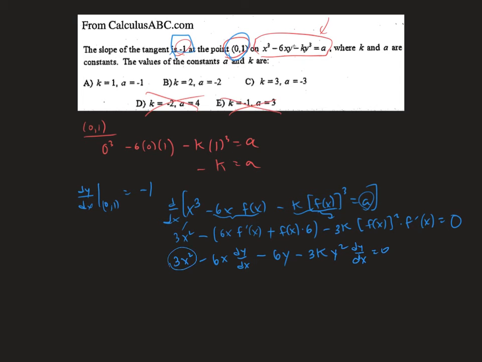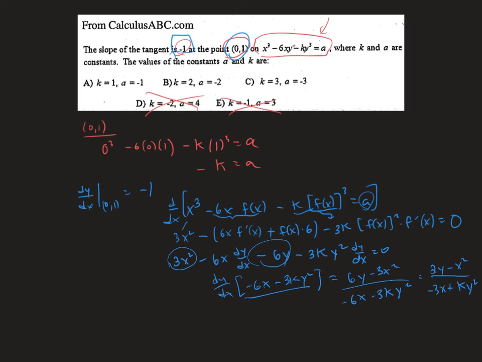So I'm going to move the stuff that doesn't have a dy dx to the other side, and I'm going to factor dy dx out of the stuff that does have it. And I'm going to divide both sides by that. And then I have all those 3's and 6's in there, so I'm going to go ahead and simplify that. That should not have been a switch. Let me change that back to a minus.